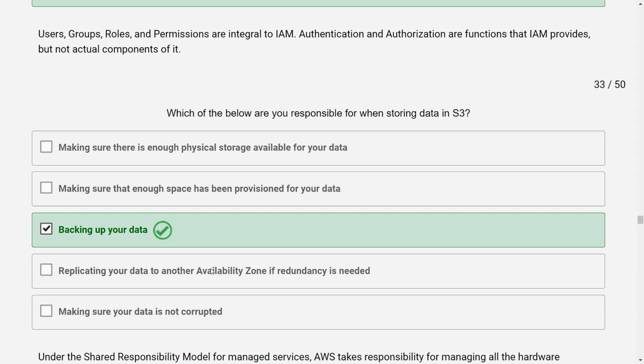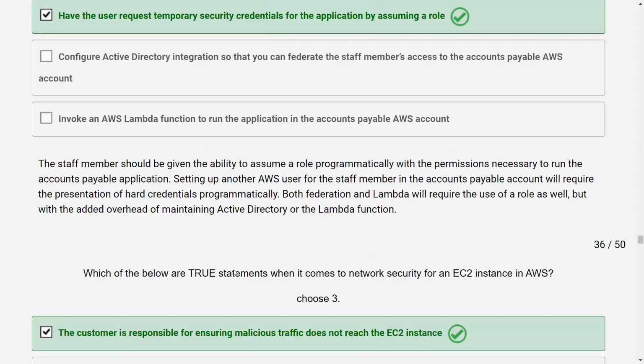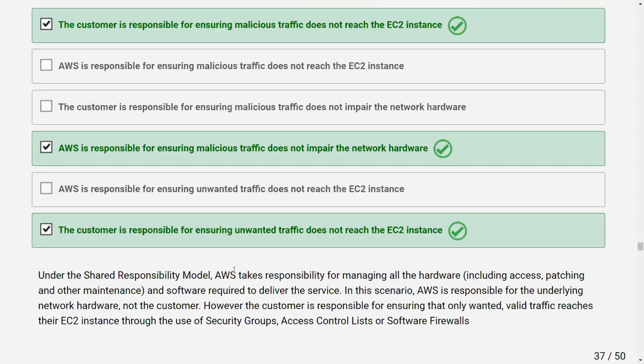And then making sure your data is not corrupt. So data corruption, AWS actually manages the data, but what you are responsible for is backing up the data, right? So in case the data is lost, you still have a backup. In as much as AWS takes care of protecting the data from corrupting, when the data is lost, they cannot be held responsible for it. So they recommend you take a backup of the data so that you can restore it whenever there is a data loss.